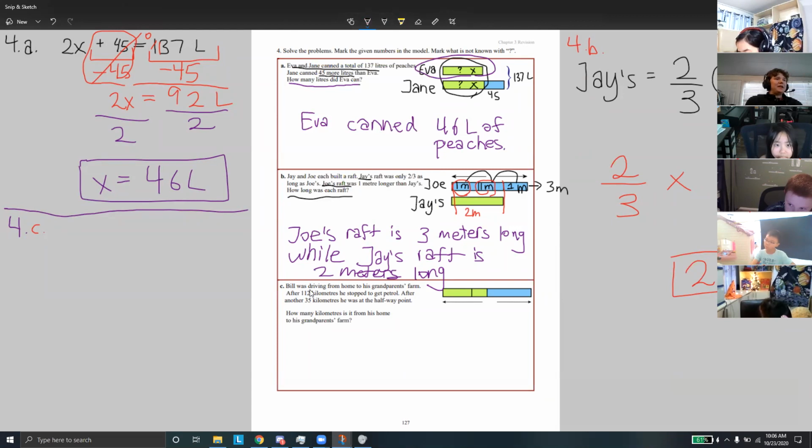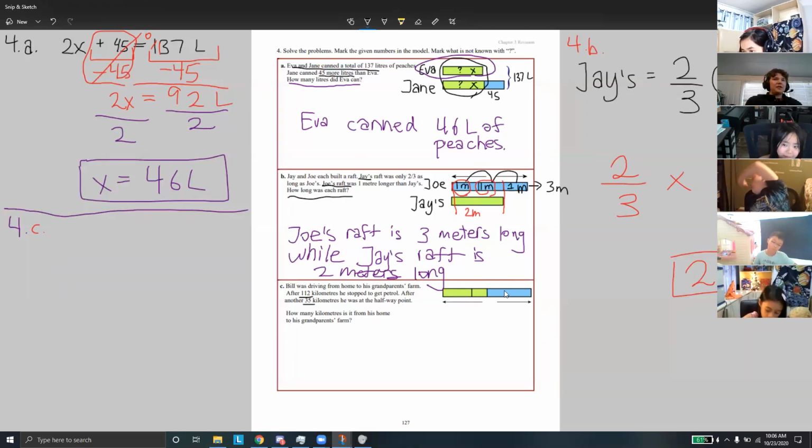Bill was driving from home to his grandparents' farm. After 112 kilometers, he stopped to get petrol. After another 35 kilometers, he was at the halfway point. Oh, that tells us something important. That tells us that 112 plus 35 is equal to half of the total.